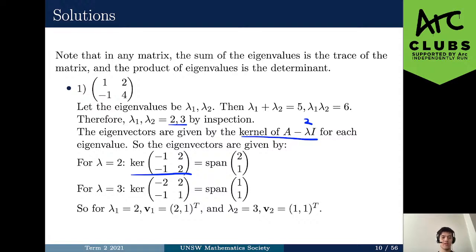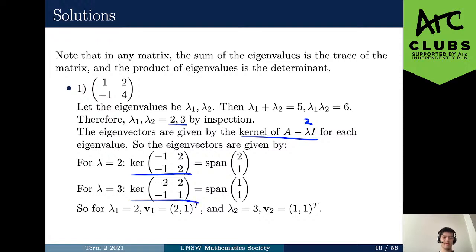Well, in that case, 2, 1 works. So this is my eigenvector, and the eigenspace is just the span of this vector 2, 1. And we do exactly the same thing for lambda equals 3. So I find A minus 3I. I get this matrix and find the kernel.